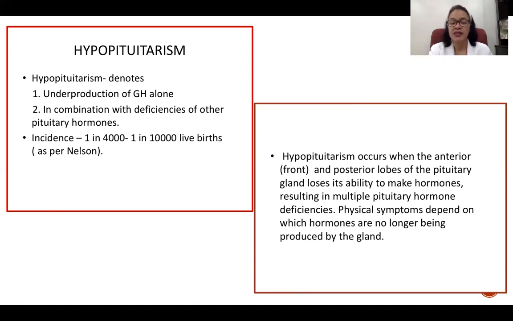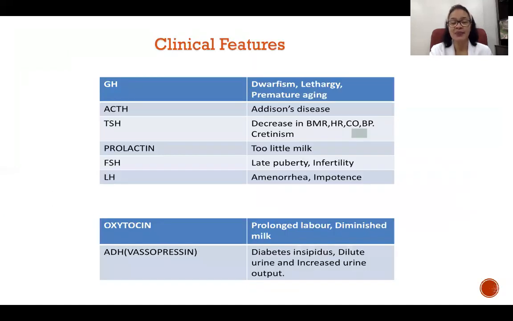Okay, so I've mentioned this, that it occurs when the anterior and posterior lobes of the pituitary gland lose their ability to make the hormones, resulting in multiple pituitary hormone deficiencies. And the physical symptoms of this hypopituitarism would depend on which hormones are no longer being produced by the gland. So these are the different clinical features of problems with the pituitary gland.